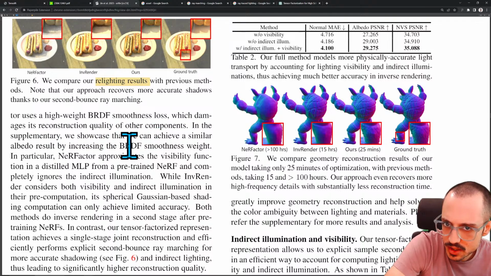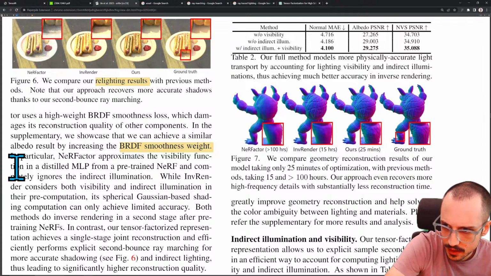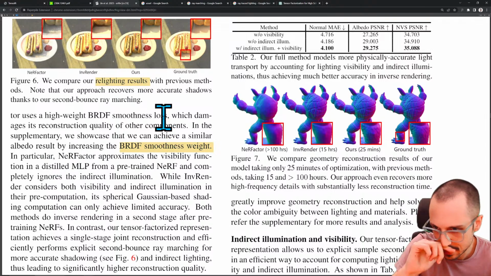We showcase that we can achieve similar albedo by increasing the BRDF smoothness weight. Like I said, I feel like this BRDF smoothness is not necessarily a good thing because not all the BRDF material properties are going to be consistent across the whole object in a more complicated object. Approximates the visibility from a distilled MLP, completely ignores the indirect illumination.